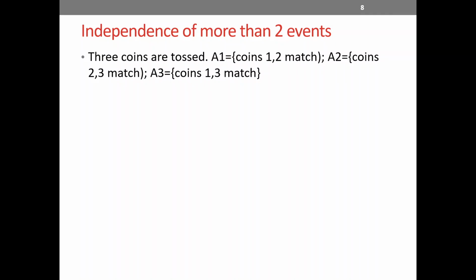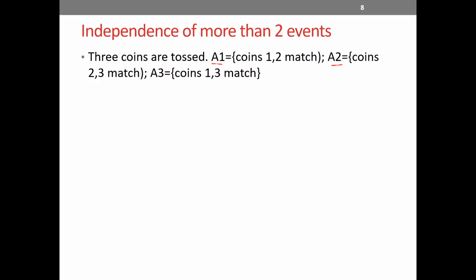Okay, let's look at this example. Let's say there are 3 coins that are tossed and we have 3 events. Event 1 is A1, coins 1 and 2 match. A2, coins 2 and 3 match. And A3, coins 1 and 3 match.